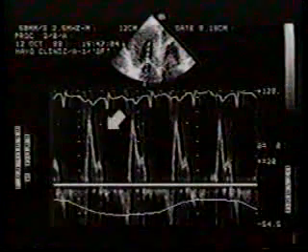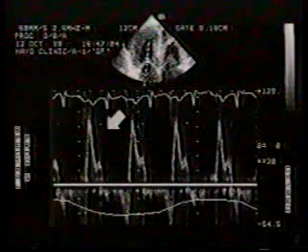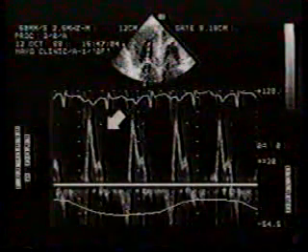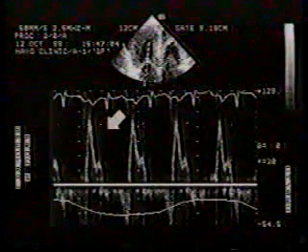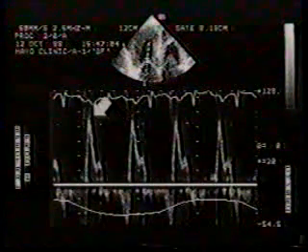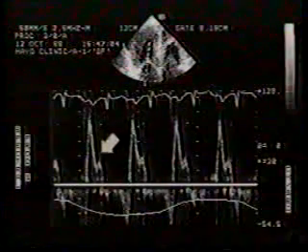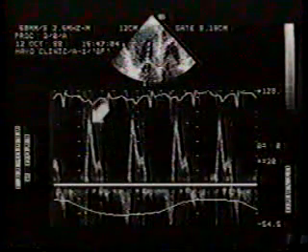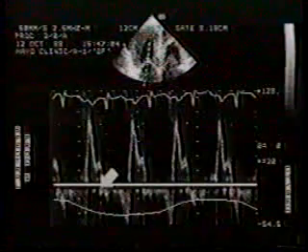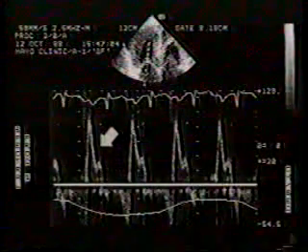This is the pulsed wave Doppler spectrum from a patient with cardiac amyloid and restrictive physiology. From tape number 7, you will recall the characteristic increase in E to A ratio and the rapid deceleration time, which measured 130 milliseconds for this patient.